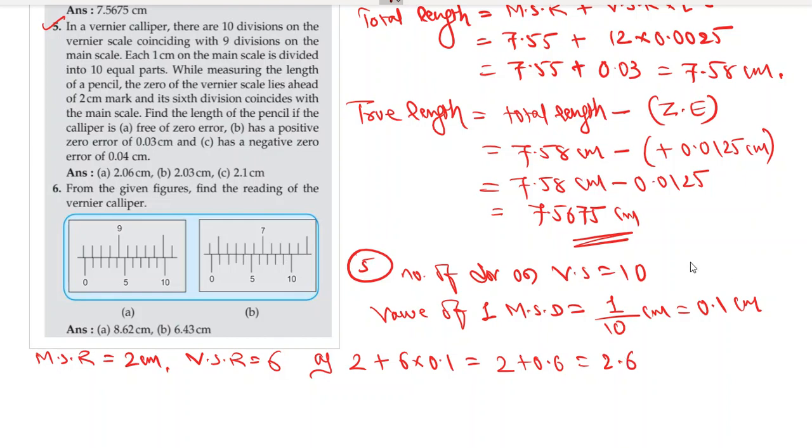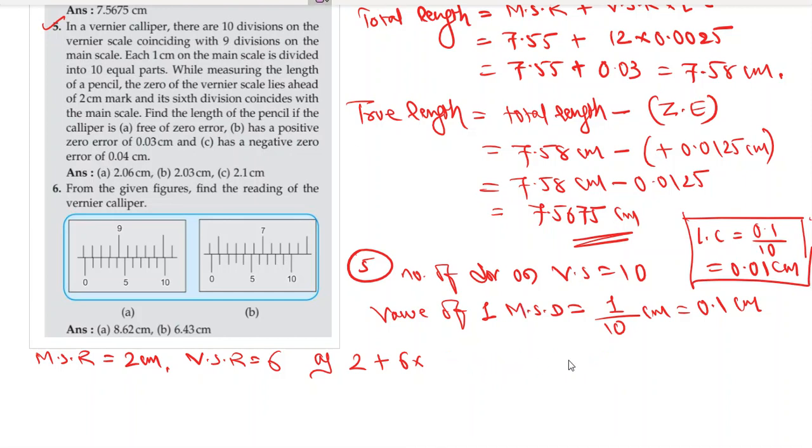Hey, I didn't find the least count. I didn't find the least count. Okay, I'm sorry. I'll find the least count over here. Least count is equal to 0.1 upon 10. That is 0.01 centimeter. Correct. So that's my mistake. I did not find the least count. Now I got the least count, so I can go ahead. So here there are some changes which need to be done. So 6 into 0.01, that is 2 plus 0.06, that is 2.06 centimeter. So that is basically your first answer.